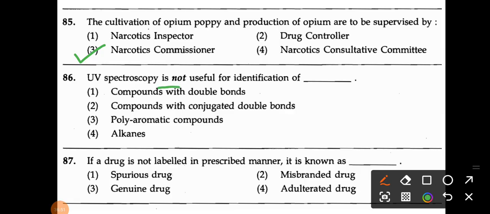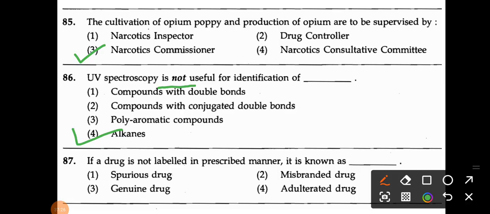The word "not" is very important here, because every time you must read the question very carefully. Sometimes they are asking which is incorrect, which is not correct, untrue, not right. So these kind of keywords you have to remember very carefully. So here also they are asking UV is not useful for. The options are compound with double bond, compound with conjugated double bonds, polyaromatic compounds and alkanes, right? So what is the correct answer here? That is the alkanes, because alkanes are the saturated one, among the other three are the unsaturated compounds.